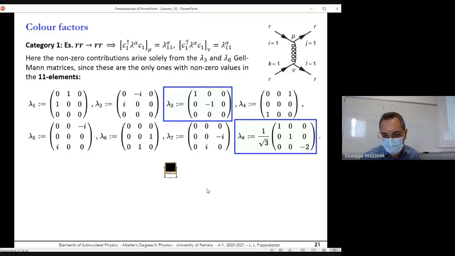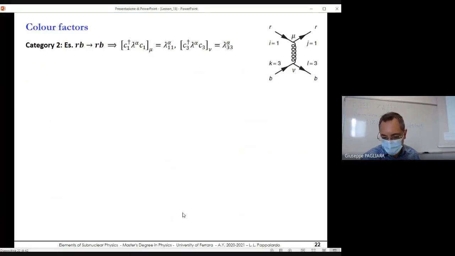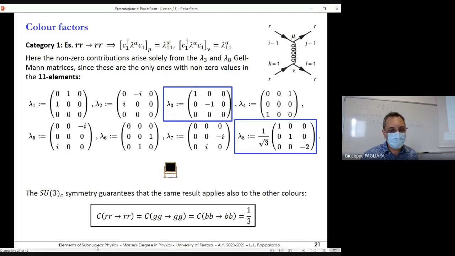Okay. So we did it for the specific case of red into red, but of course, due to the properties of the Gell-Mann matrices, this is the same also for green into green and blue into blue. So back to the slide. So considering the first category and all three possible color cases, we get the same term in all of these cases.